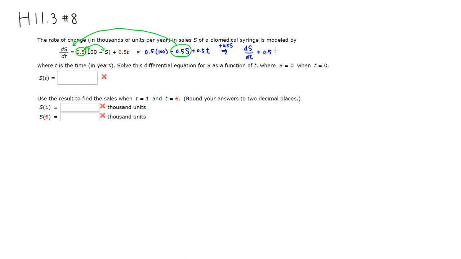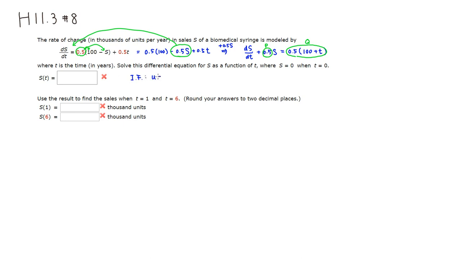0.5 s is equal to... both of these terms have 0.5, so I'm going to just pull that out. And then you have a 100 plus t. We can identify p, so p is just going to be constant, which is nice. And q is this whole right hand side. So let's find the integrating factor.